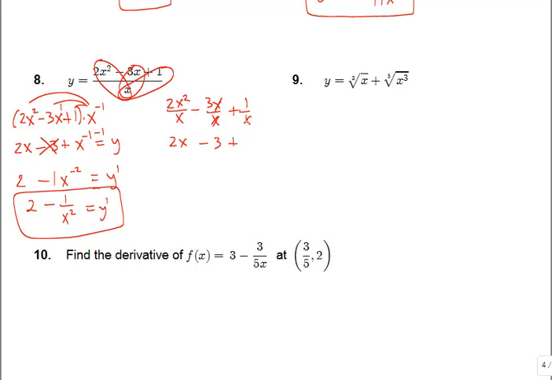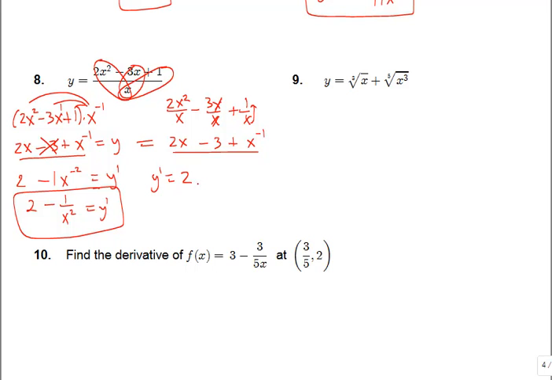And the last one doesn't reduce, but I don't like having that x in the bottom, so if I move that x to the top, I get that x to the negative 1. And that is exactly what we had before when we distributed that x to the negative 1 across. So this is the same as this. So that means the derivative will be the same as what we got over here.